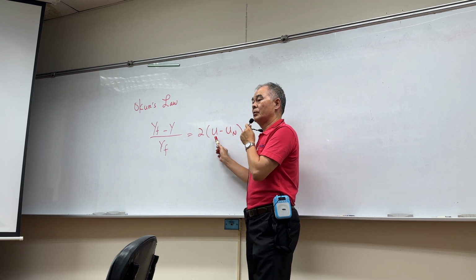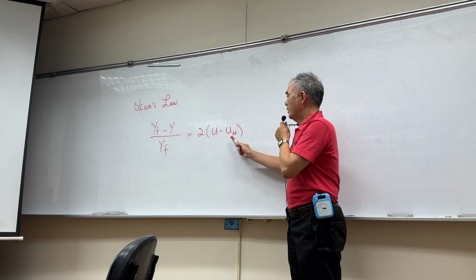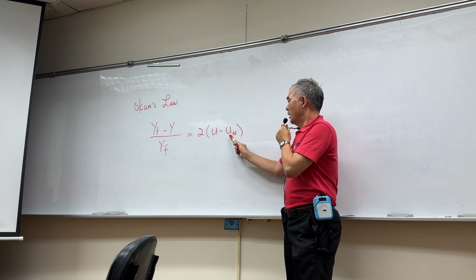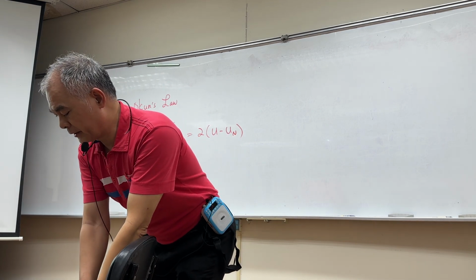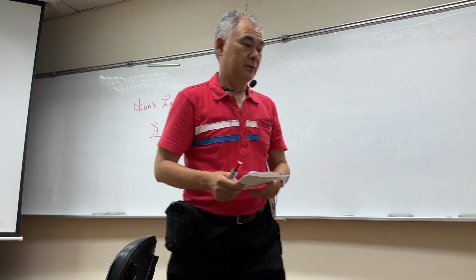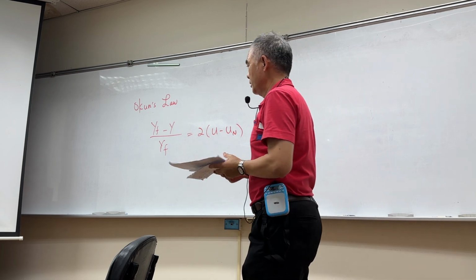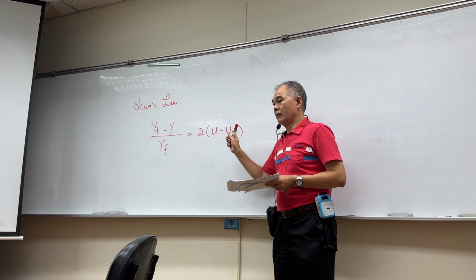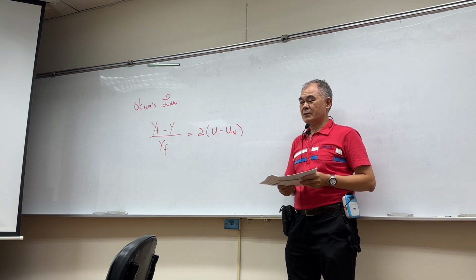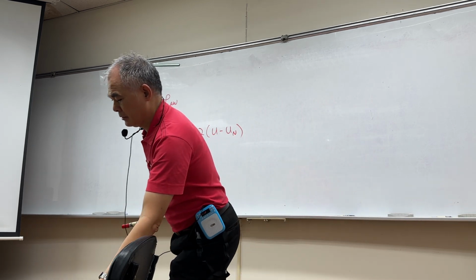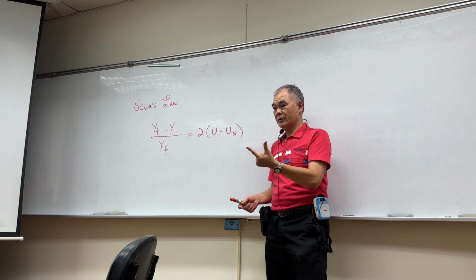So what is U? U is the unemployment rate. And U_N is the natural rate of unemployment. Can anyone tell me what the natural rate of unemployment is? Okay, Huang Yufeng, can you tell me? Right, it includes 2 items: frictional unemployment and structural unemployment.